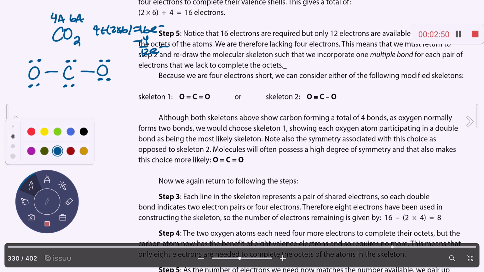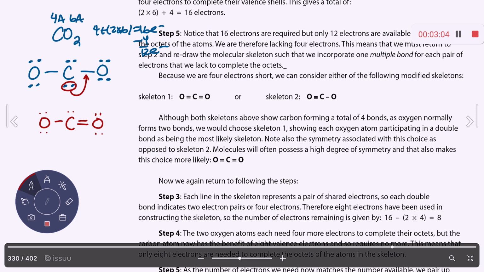Okay. So in this case, we have to move a pair in here so that we can share it to satisfy the octet rule. So when I do that, I get something that looks like this. Okay, so now this oxygen that's on the right-hand side, this would be surrounded by, actually I shouldn't have drawn it that way. I'm gonna get rid of that.